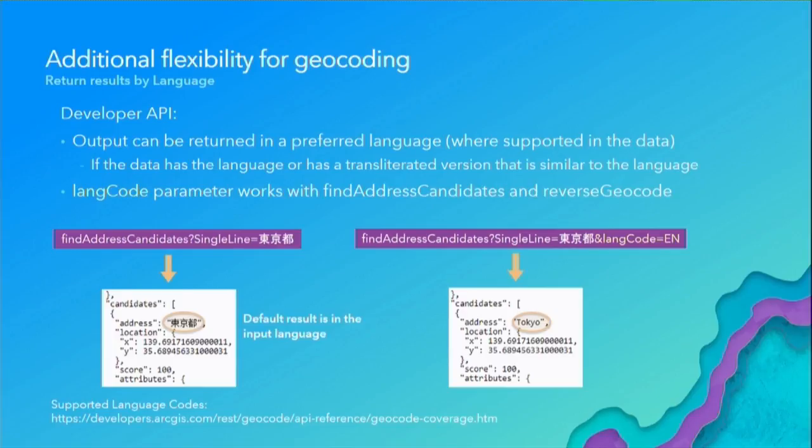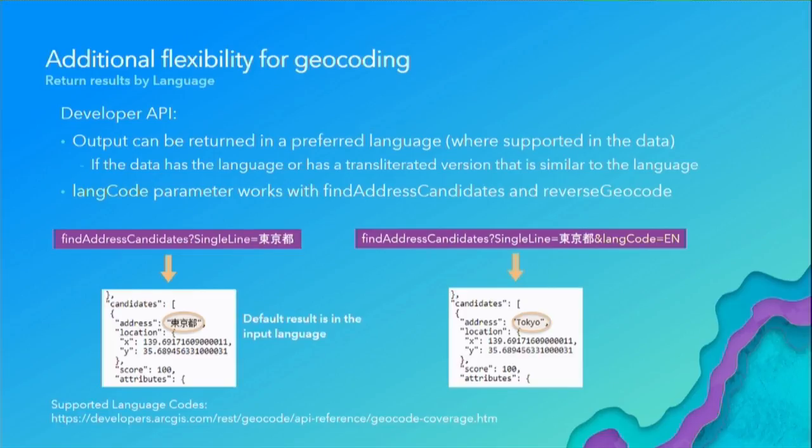So in this case, we've actually added a new capability, a language code parameter that works with find address candidates and reverse geocoding, where you can specify the preferred language of the output. And so in this case, in the first case, you can see we haven't passed in the parameter, and we're getting back a result in Japanese. In the second case, we passed in the parameter requesting the language code equal to English, and we're returning back the value of the location in English.